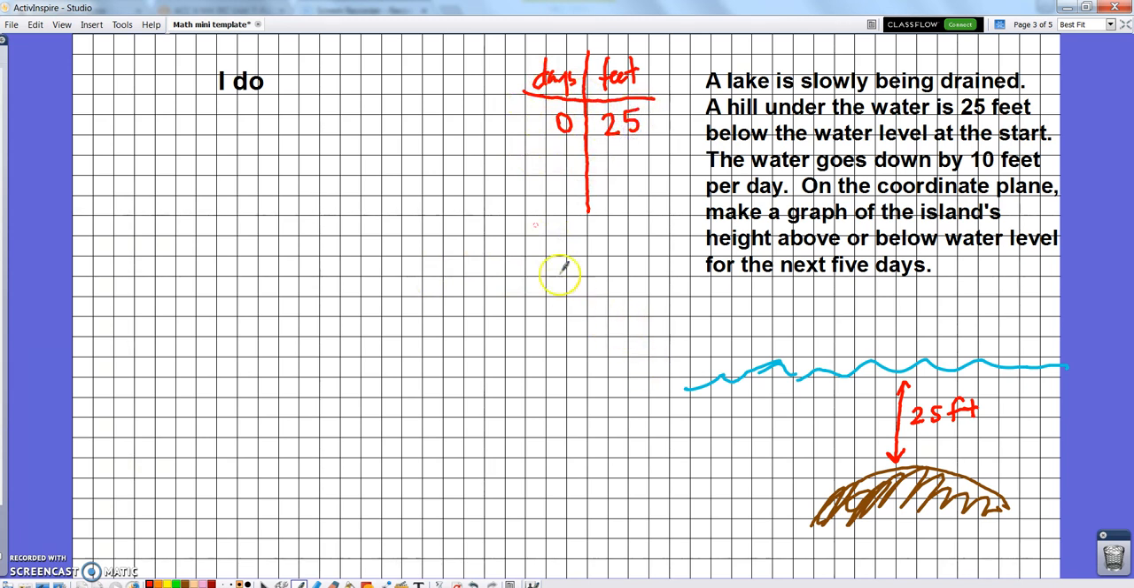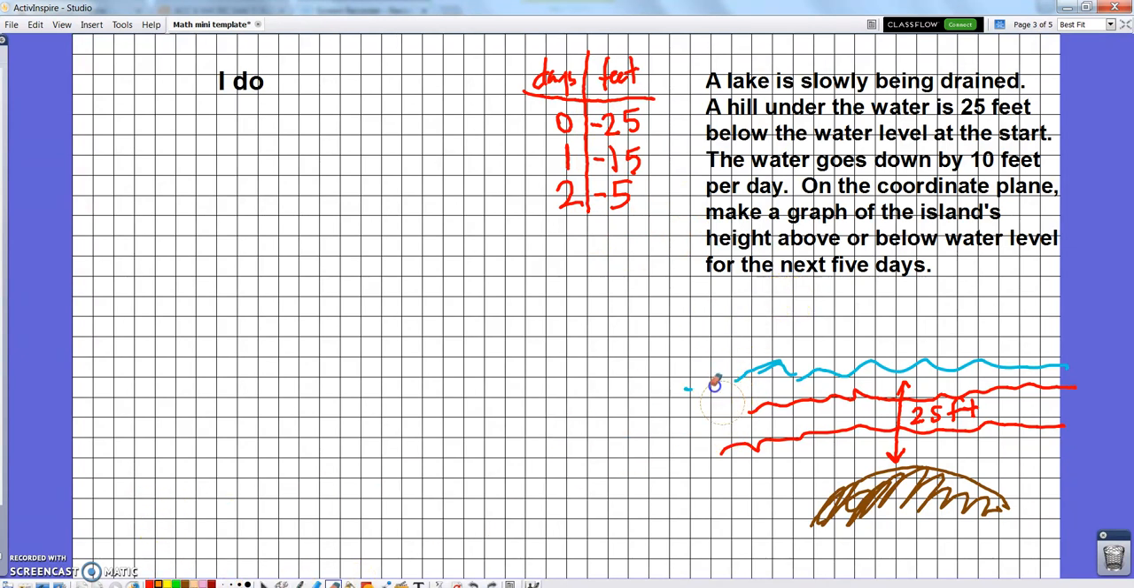So now we're going to start draining. That's why it's 0 and not 1. It's not like after 1 day, 25, it's after no days. So the water's going to go down by 10 feet per day. So after the first day, the water will be 10 feet lower. So at that point, it will only be 15 feet underwater. After 2 days, water goes down another 10 feet, only 5 feet below the water. Oh, I need negative feet, don't I? It's underwater. I apologize. So negative 25 feet, negative 15 feet, negative 5 feet.